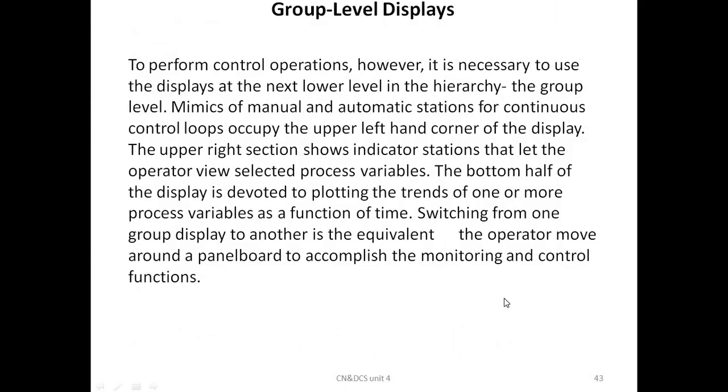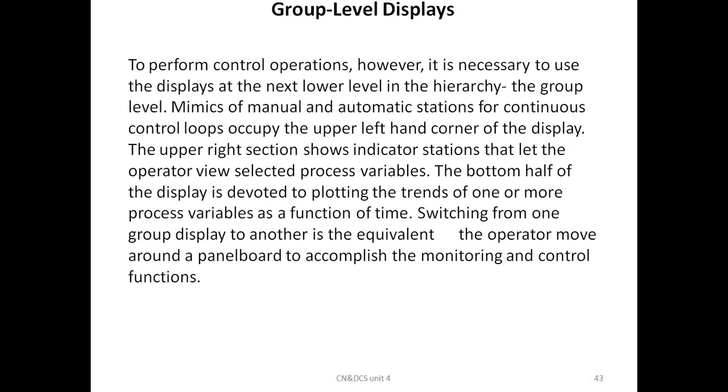Group level displays to perform control operations. However, it is necessary to use the display at the next lower level in the hierarchy. The group level of manual and automatic stations for continuous control loops occupy the upper left hand corner of the display. The upper right hand section shows the indicator station that lets the operator view selected process variables.